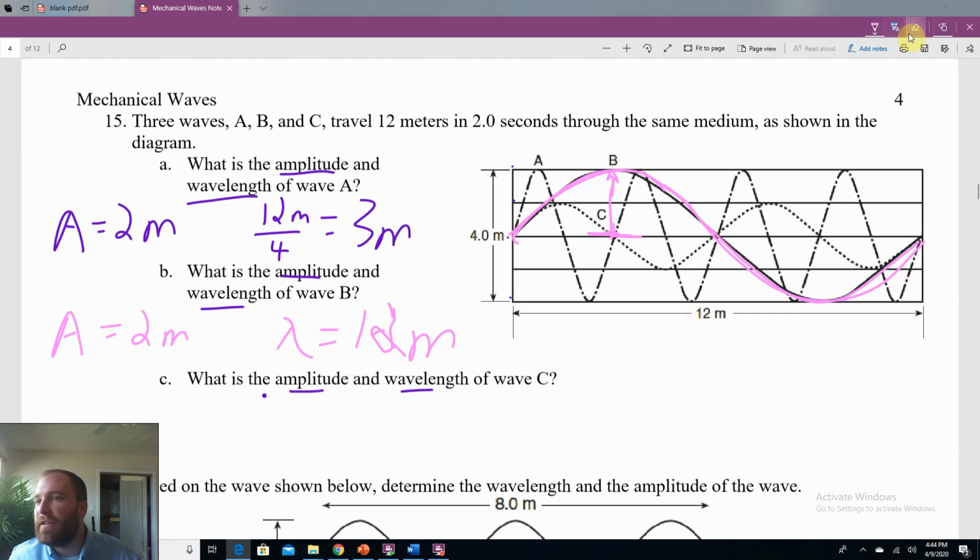Alright, wave C. Amplitude and wavelength. So, again, I'm just going to trace it out to make it a little easier to spot.